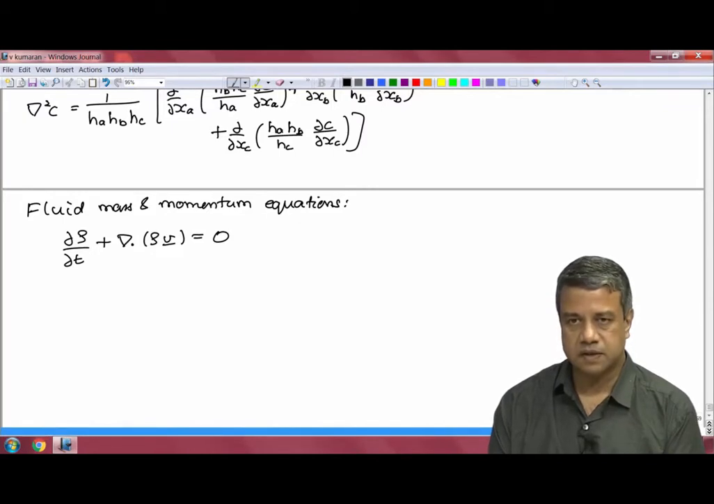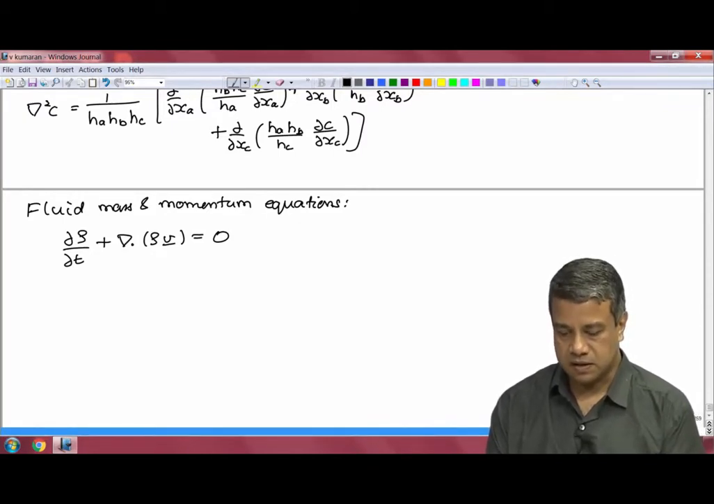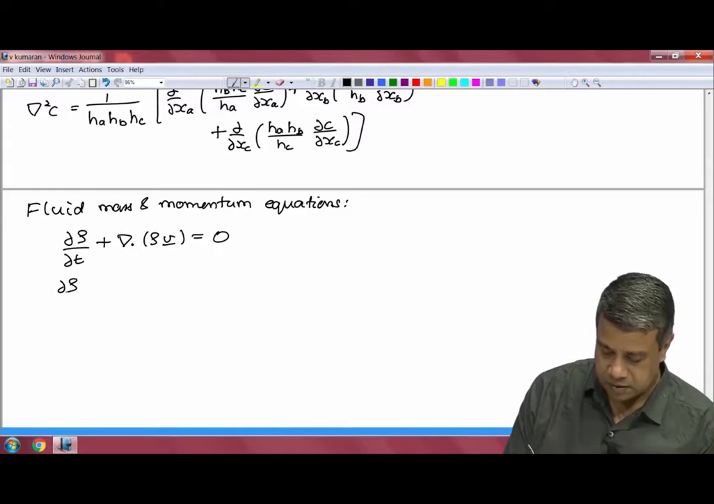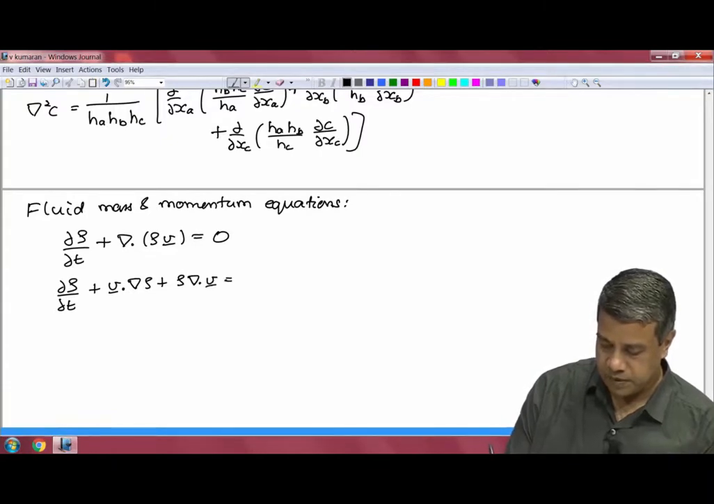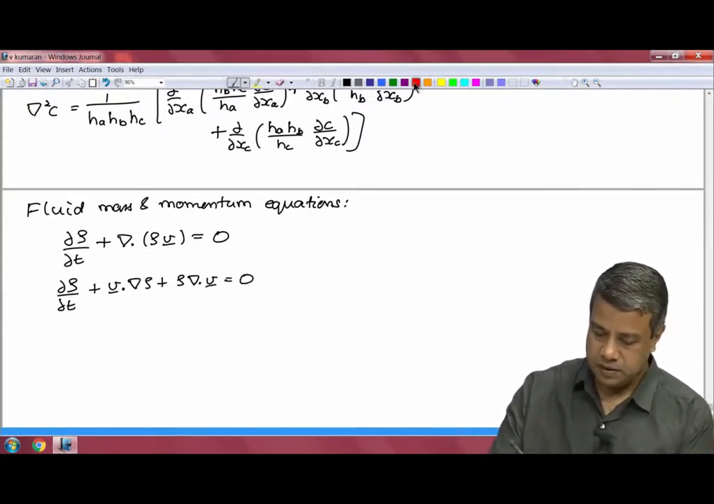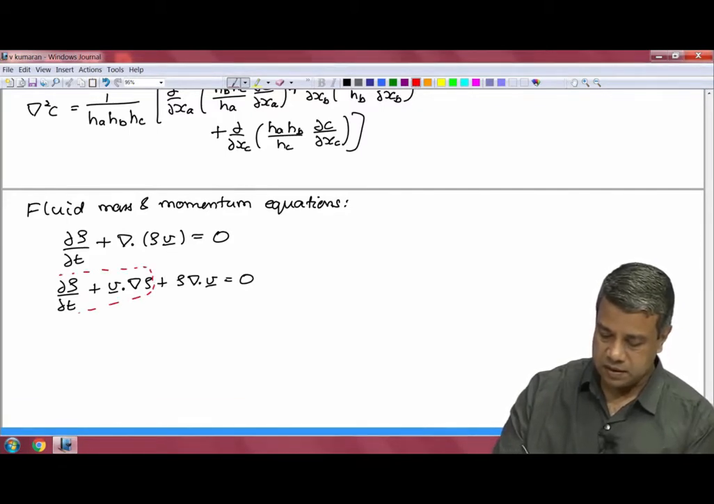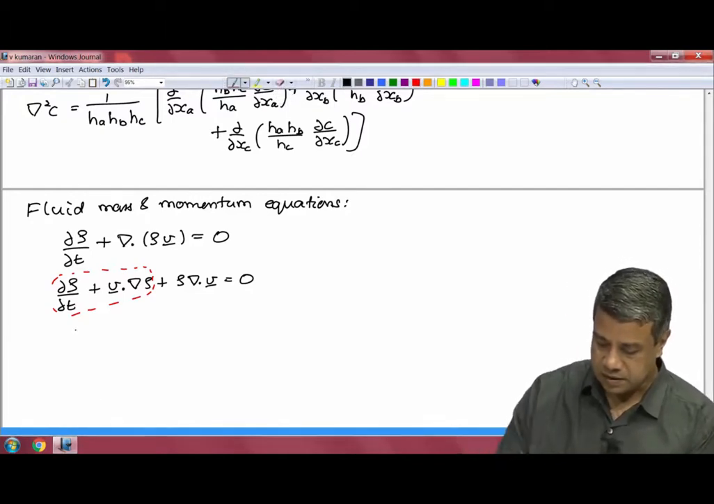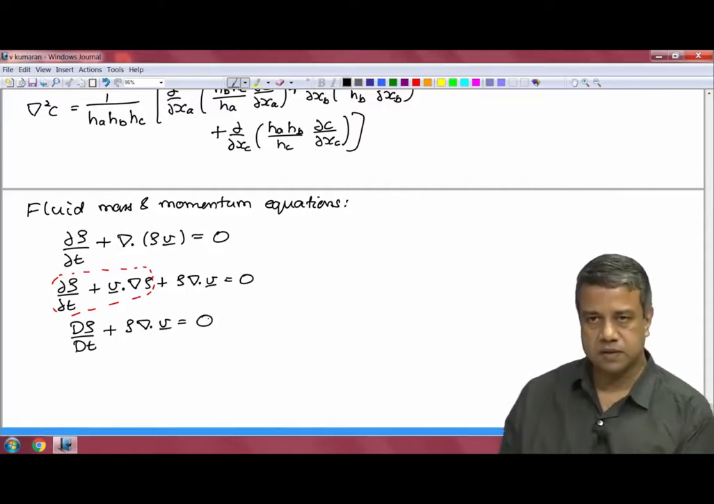Just as we had done for the case of the concentration field, the second term on the left can be expanded by product rule, equal to 0. Okay. And recall that these first two terms here are the convected derivatives. Therefore, I can write this as d rho by dt plus rho times the divergence of the velocity is equal to 0.